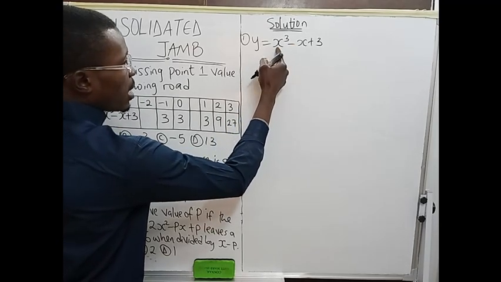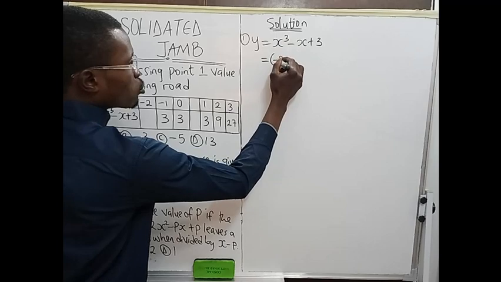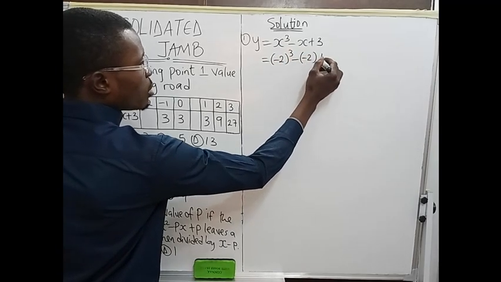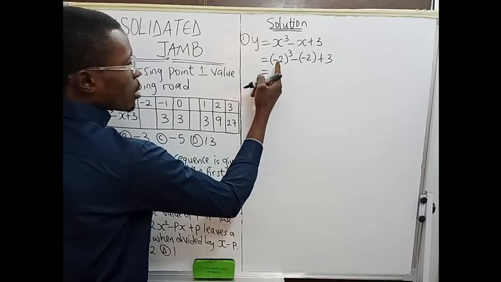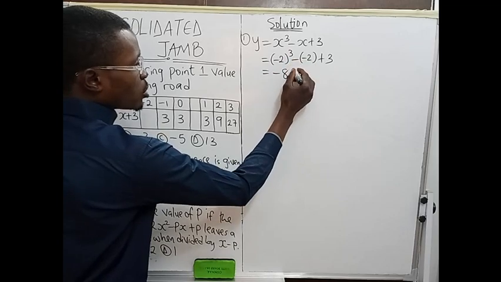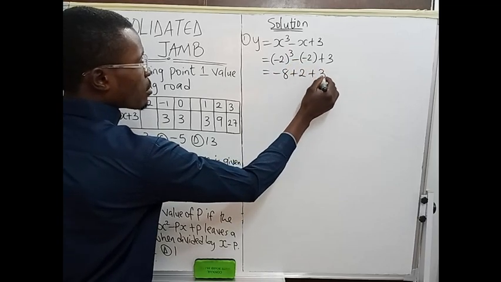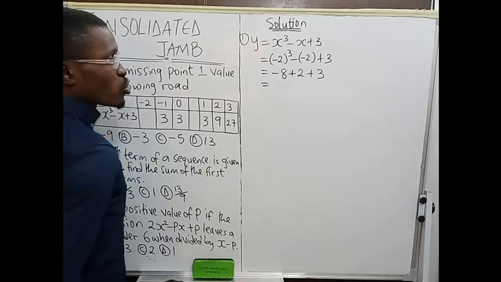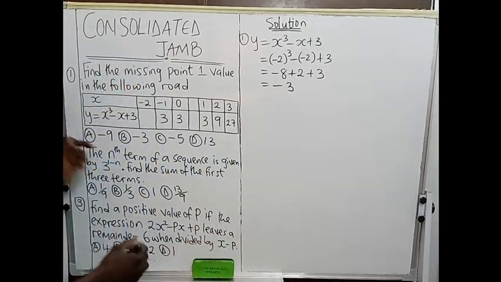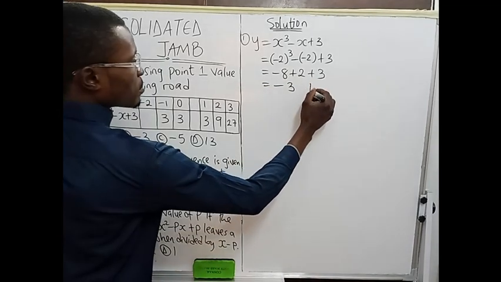We have minus 2 cubed minus, minus 2, then plus 3. This gives us what? Minus 2 cubed is minus 8. Minus minus becomes plus 2, plus 3. Minus 8 plus 2 is minus 6. Minus 6 plus 3 is minus 3. And that is given by option B.